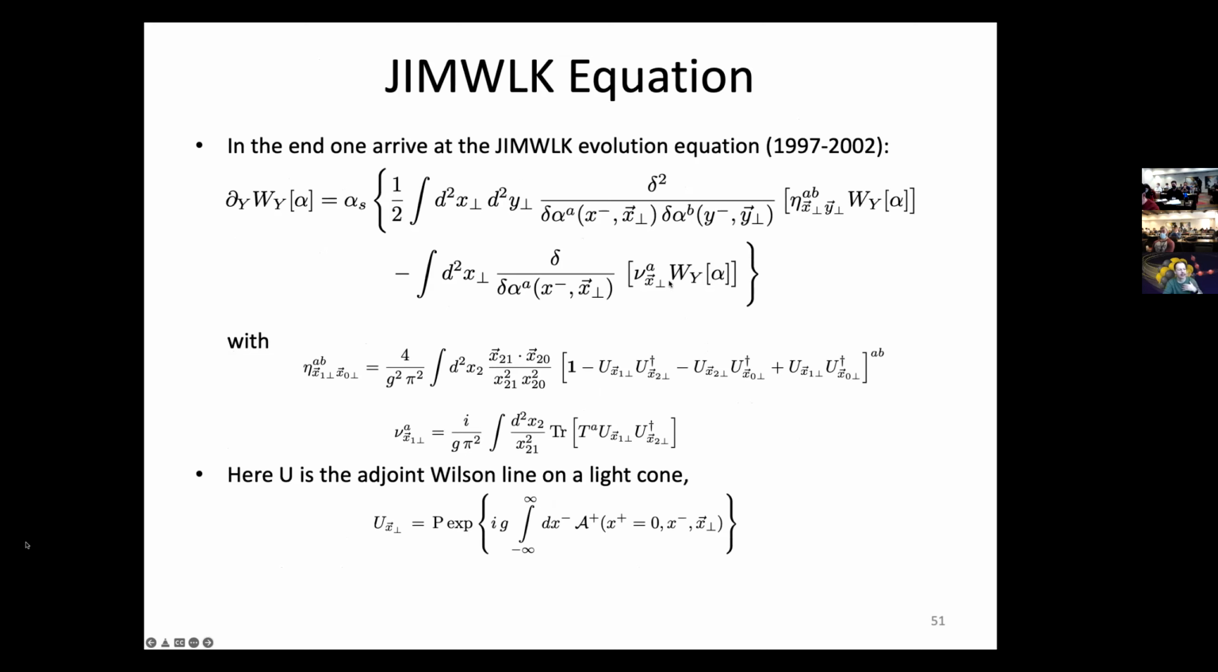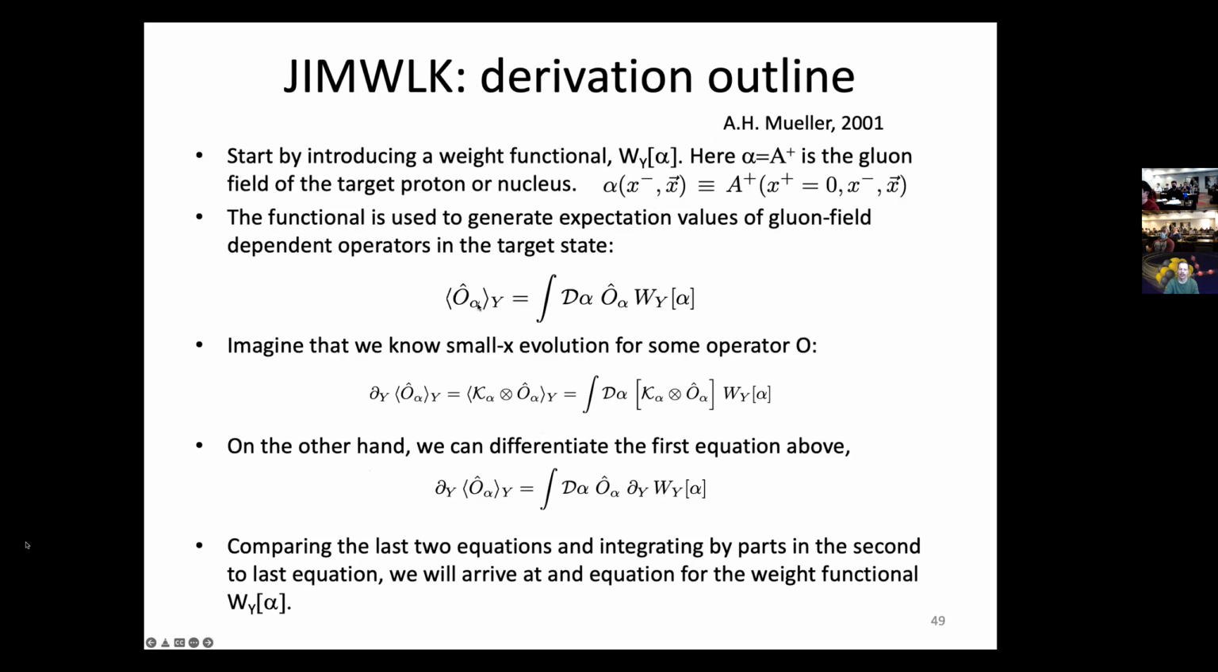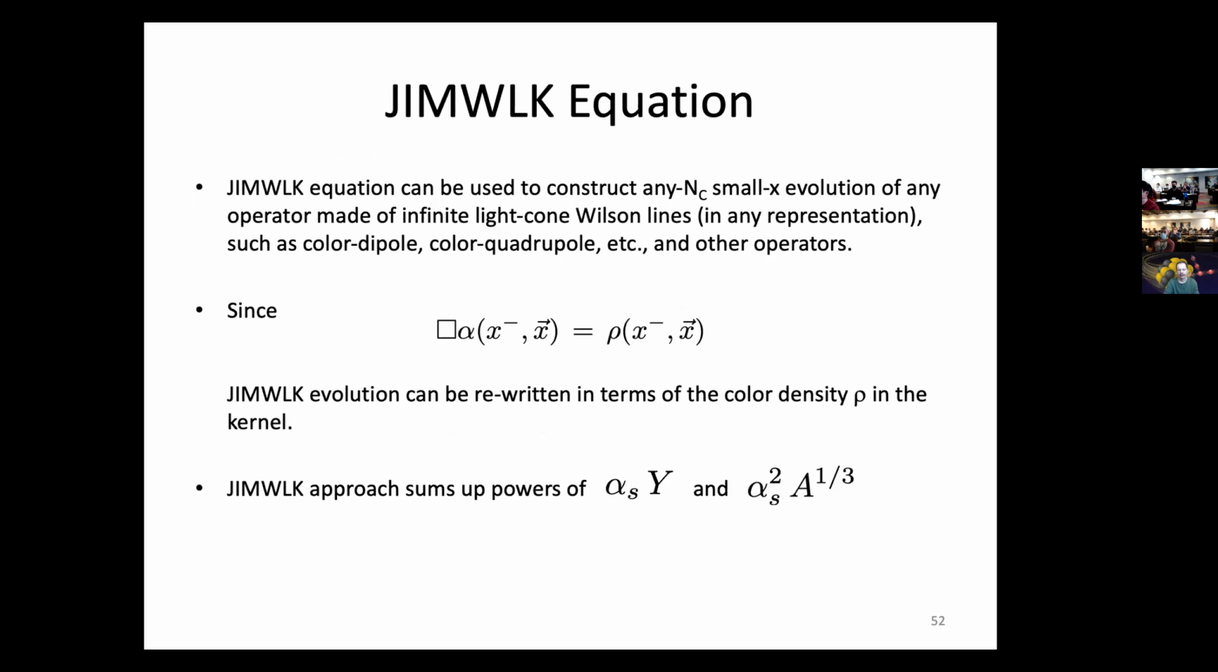So the idea is, if you want to go beyond the large NC limit, you have to solve this equation. Only a numerical solution is possible. You solve these functional equations, and then if you want to calculate an expectation value of some operator, you just convolute it with the weight function you found from solving that evolution equation, and integrate over all fields alpha, which is a shorthand for the A plus eikonal gluon field.